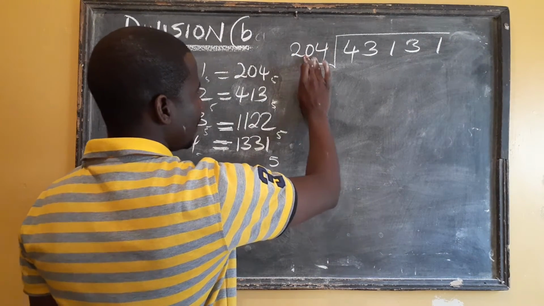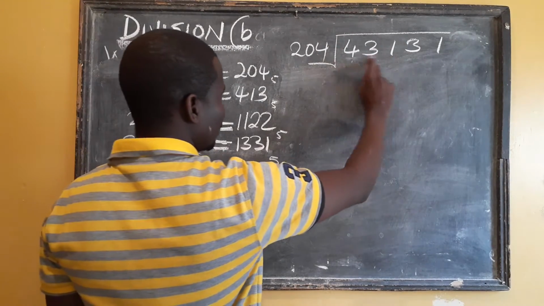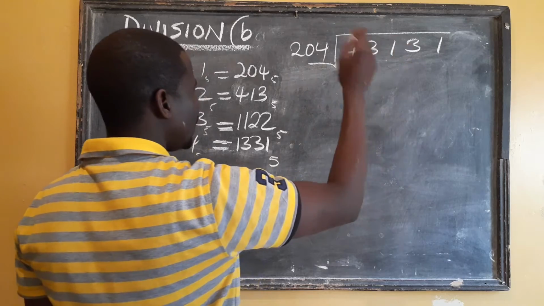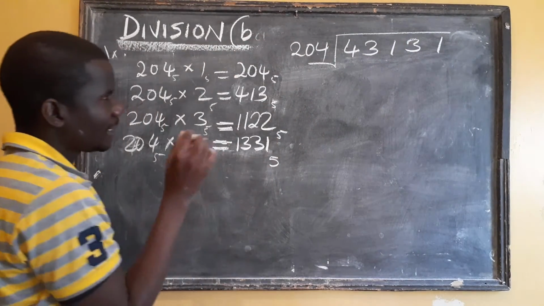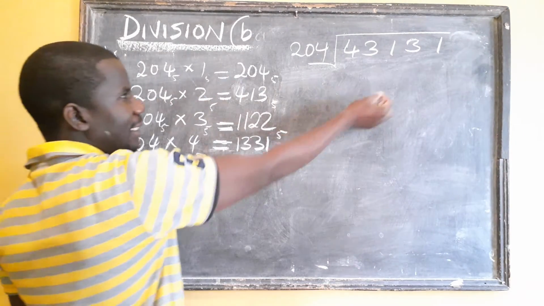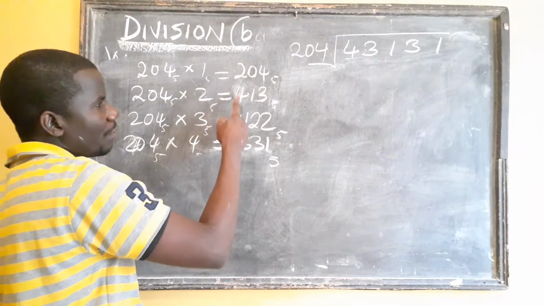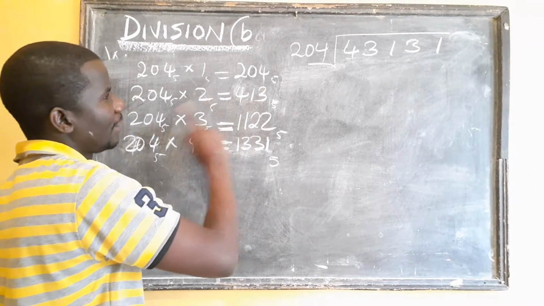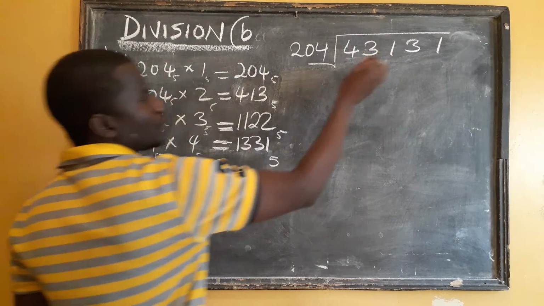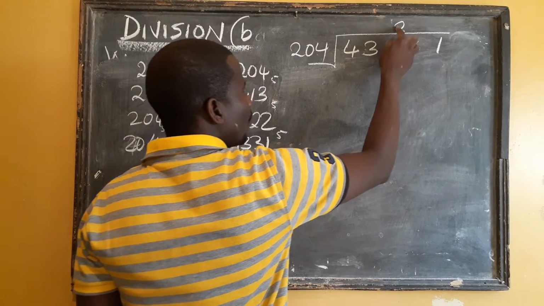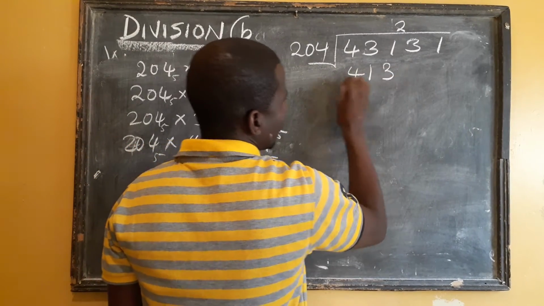2, 0, 4. Can it go into the first 2? No. But into the first 3? Yes. How many times? We come now to these products here and check the number that is the closest number to this one here. This is going to be 4, 1, 3. So how many times? Where did this one come from? It's 2. So we're going to put 2 here.